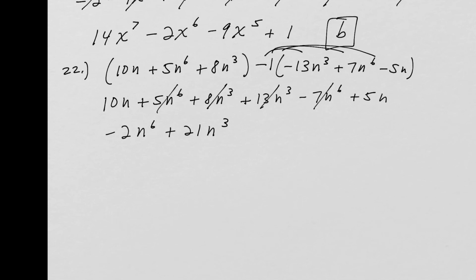And then the next highest are just the n's. So I have 10n plus 5n. Well, 10 plus 5 is 15n. So for 22, it looks like it's going to be B again. Yep. So B is the correct answer. Okay, 23.